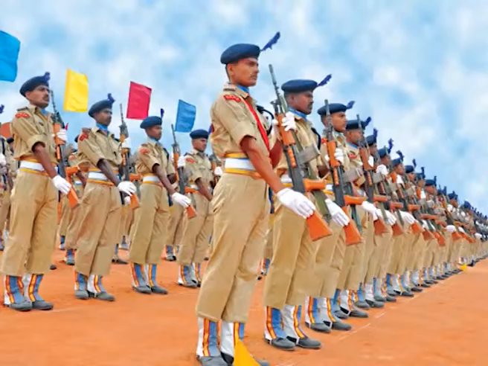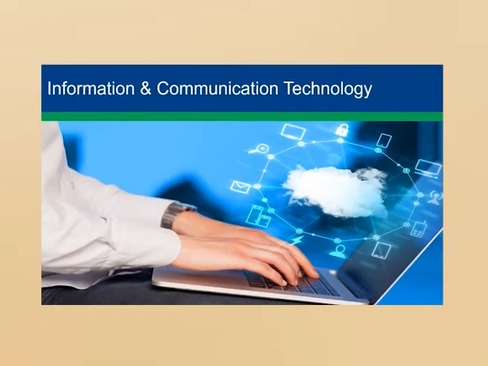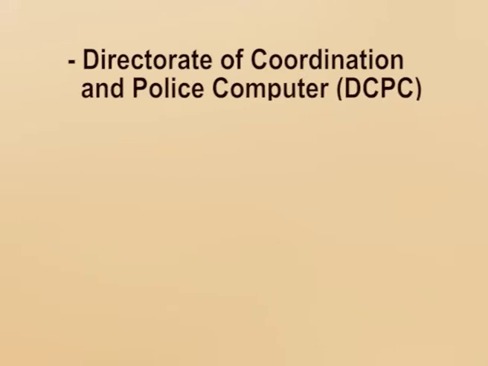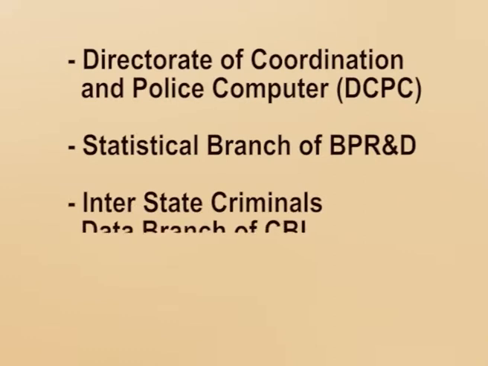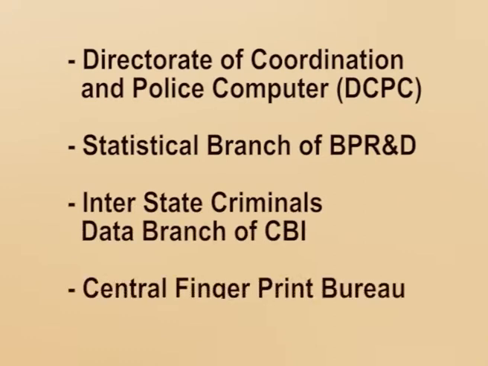After the discussion of above modules, we can conclude that NCRB is framed on the recommendation of the Task Force and National Police Commission with a mission to empower Indian police and information technology and criminal intelligence to enable them to uphold law and protect people. Initially, it was having 4 branches: Directorate of Coordination and Police Computer, Statistical Branch of BPR&D, Interstate Criminal Data Branch of CBI, Central Fingerprint Bureau of CBI. But now it is having many branches which we already have studied in the above mentioned modules.